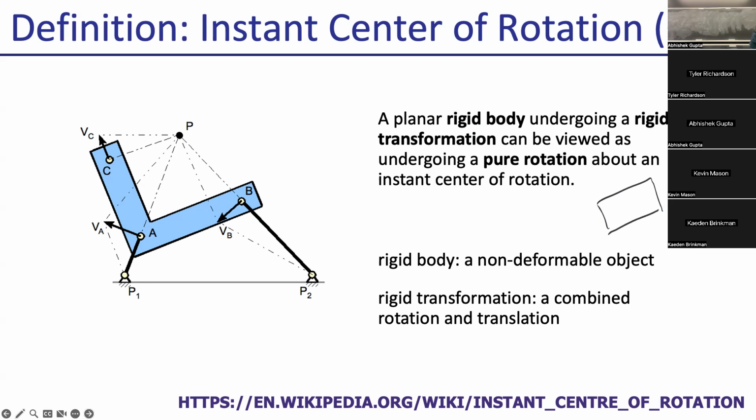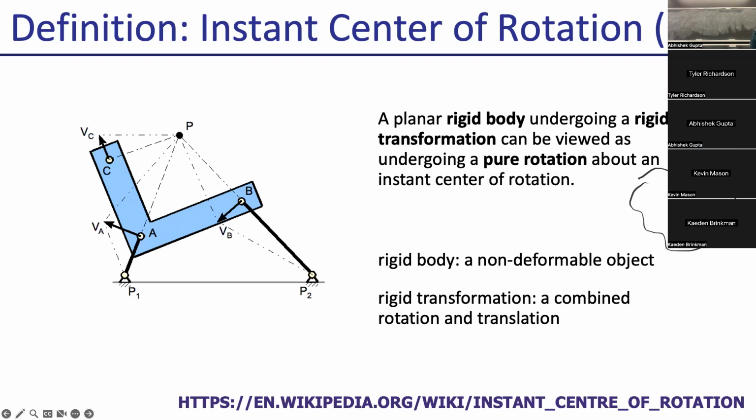And the rigid body is going to have some amount of rotation and some amount of translation. But a nice property of rigid bodies is that when they are doing some sort of rigid transformation, you can view it as a pure rotation about a point, which is called the instantaneous center of rotation. So let's try and understand this in a different body. Let's say this is our body and it's undergoing some rigid transformation.